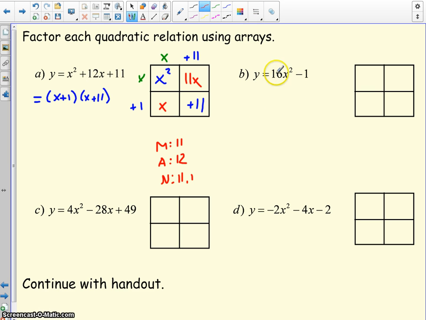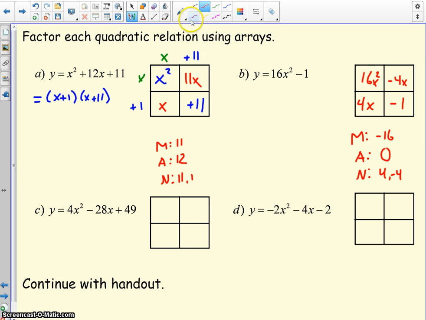So, just like before, look for a common factor first. I don't see one. Put my x squareds in the top left, constants in the bottom right. So I need two numbers here that multiply to a times c, so 16 times negative 1, negative 16. Okay, and they add to my x term, which in this case is 0, because there is no x term. So two numbers multiply to negative 16, add to 0. If they add to 0, they have to be equal in magnitude, but one positive, one negative. 16 is a perfect square, so you wind up with 4 and negative 4. So that tells me it goes up here in my array.